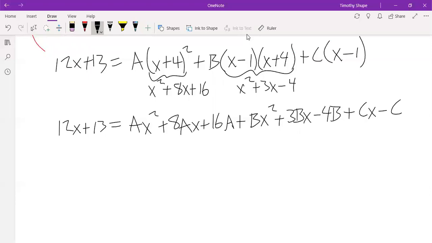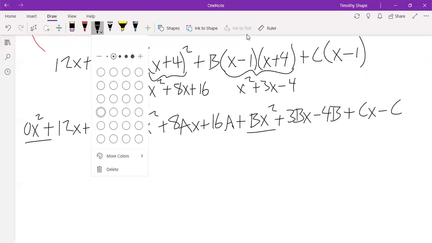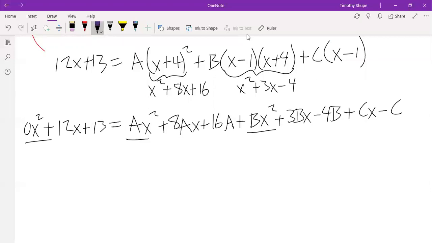So now I want to group these together. Notice I've got some x squared terms on the right side. I don't have any x squared terms on the left side, so I'm going to put in a 0x squared over here just to show me that that x squared needs to be some combination of the Ax squared and the Bx squared. Similarly, I can say that my 12x is going to be a combination of the 8Ax, the 3Bx, and the Cx. And then my 13 here better be a combination of the 16A, the negative 4B, and the negative C.